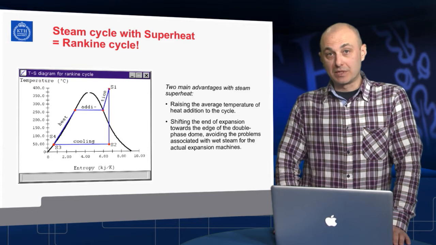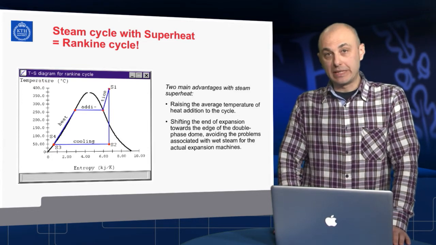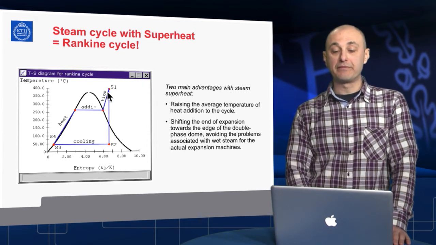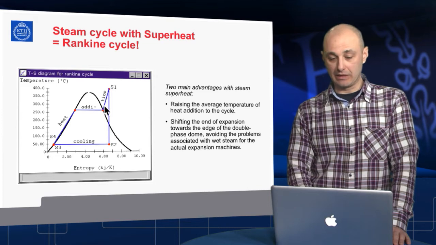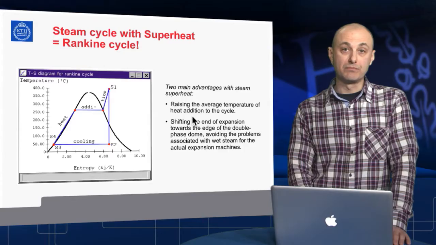How do we run steam cycles in power plants today? First of all, they are all superheated. So we certainly want to have at least a bit of superheating, and indeed as much superheating as possible in the steam cycle. There are two merits related to it. First of all, this raises the average temperature of heat addition.